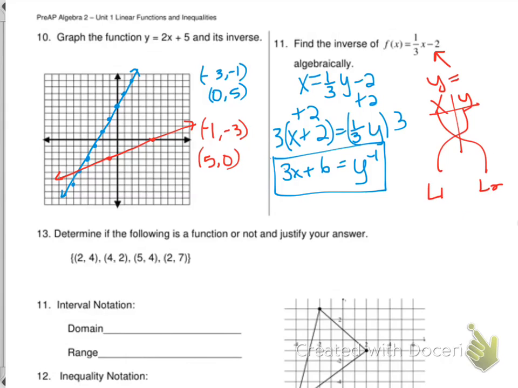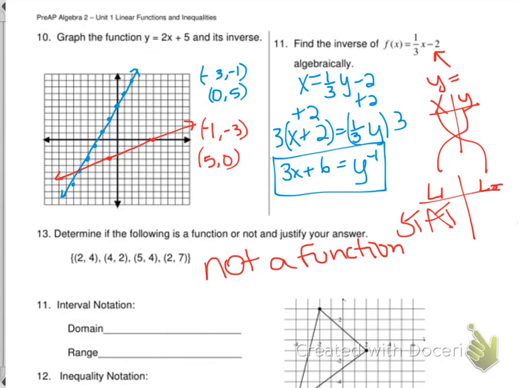Okay, so we're right here. Okay, next, number 13. Is that a function? It's not a function, because it has x that repeats. So it is not a function because x repeats.